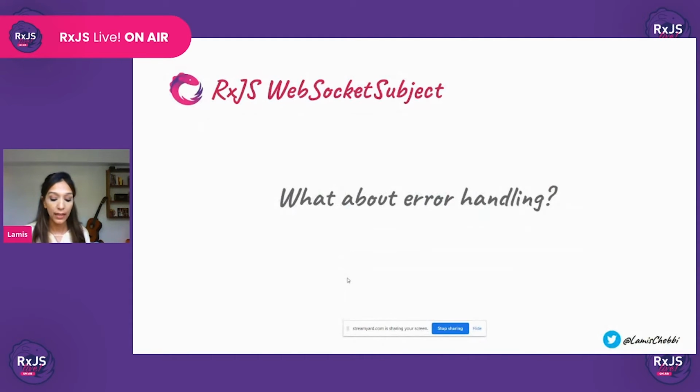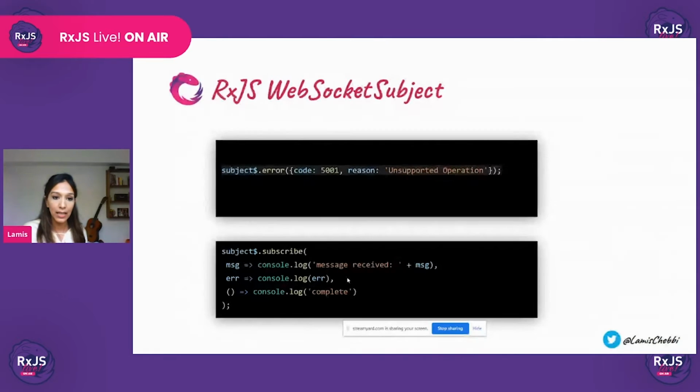Now, what about error handling? How can I handle incoming errors and outgoing errors? For handling outgoing errors, the client can notify the server that something went wrong by calling the error method and giving it an object containing your message, the code and the reason, etc. This way, the server will be notified.